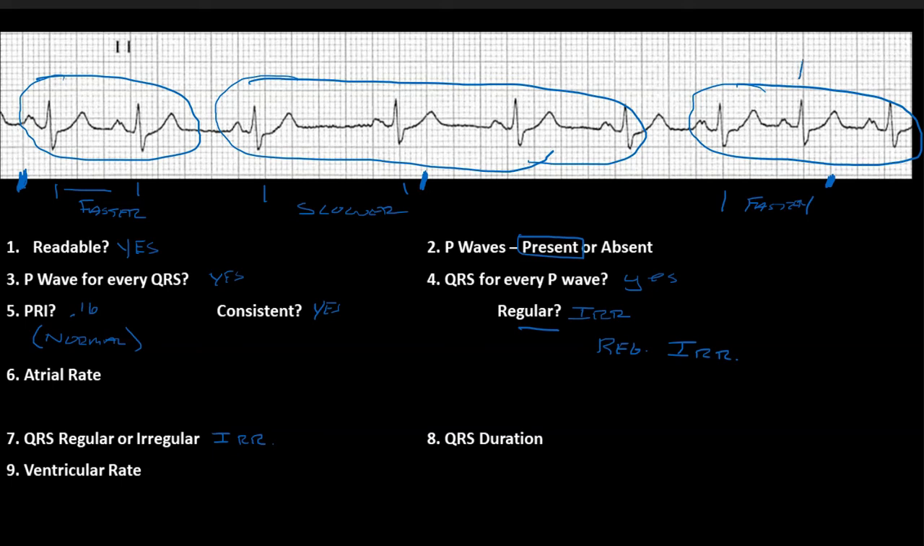So we're going to count here. It's 1, 2, 3, 4, 5, 6, 7, 8. So we counted in a 6-second strip 8 QRSs and also 8 P waves. So because we have done that, that means that we're going to take 8 and we're going to multiply it by 10, and that now means that we have a rate of 80. So we have an atrial rate of 80, and we have a ventricular rate of 80.